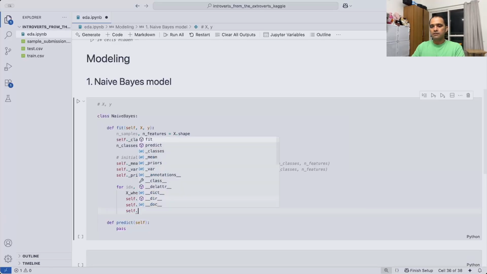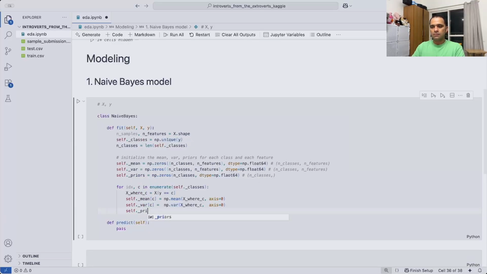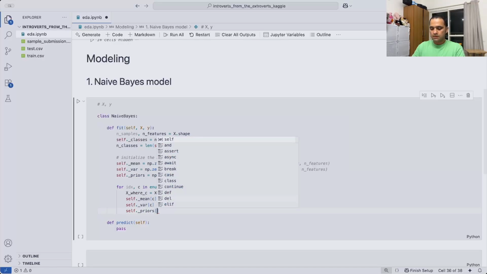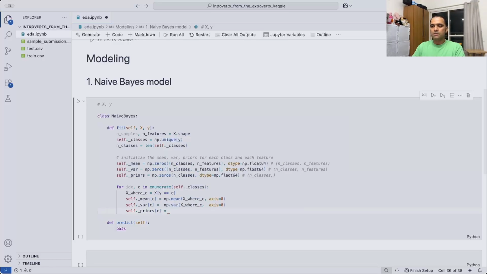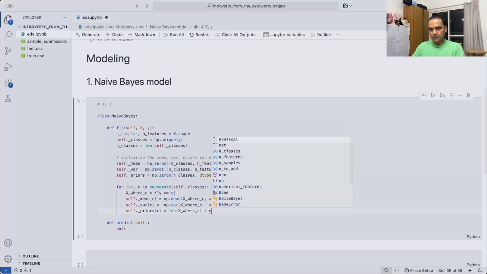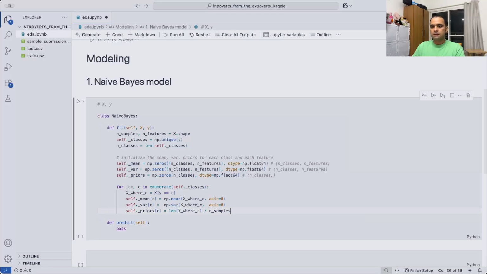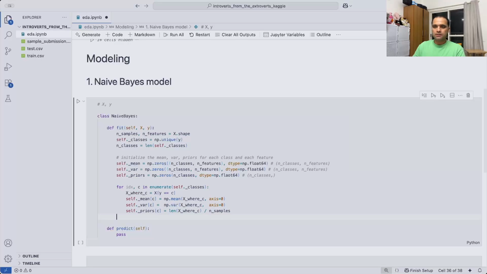Alright, now self dot priors c is nothing but length of x where c divided by n samples. So we have all these three parameters defined, and I think that's all we would need for this.